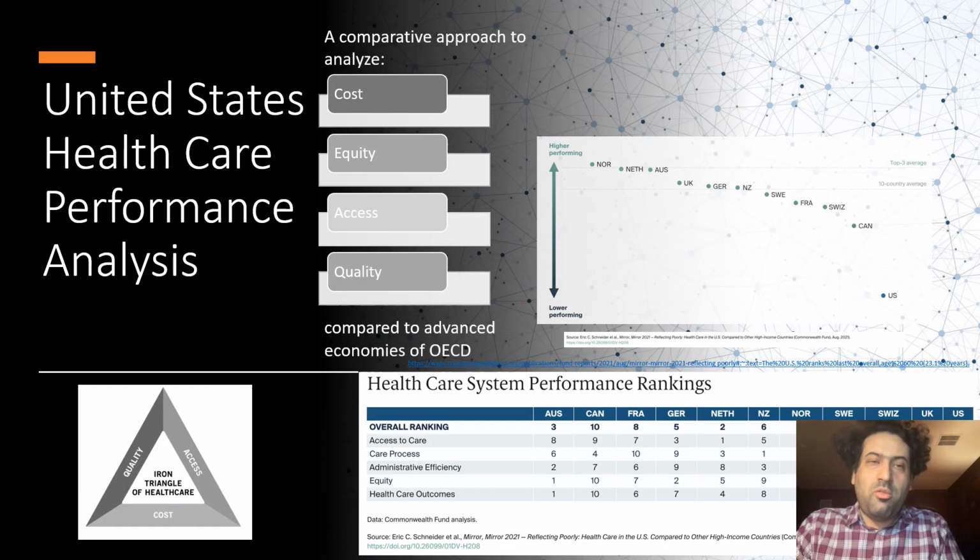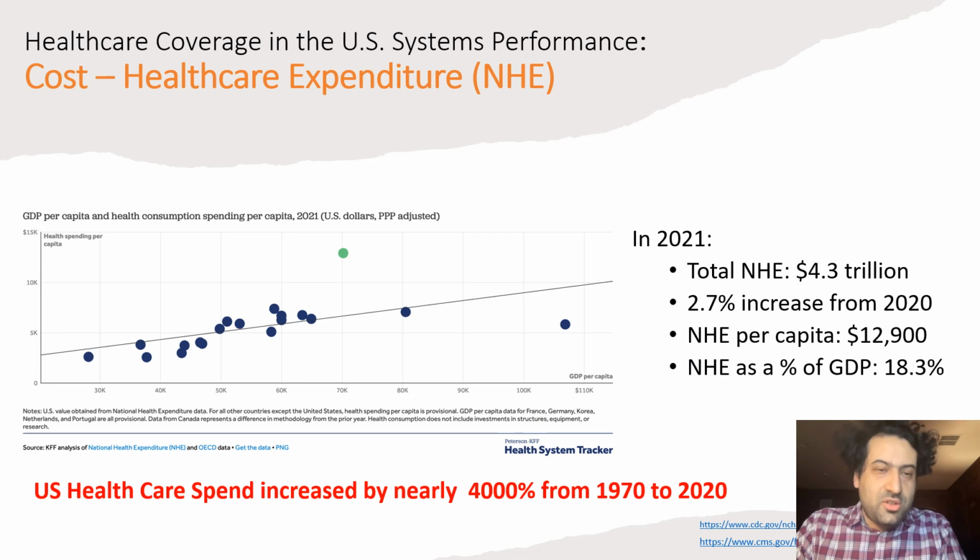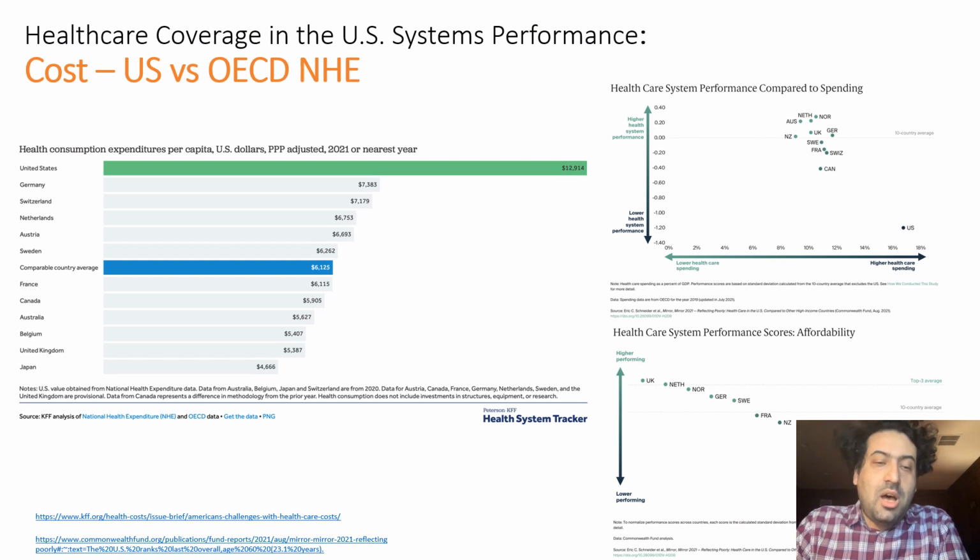Now we'll review performance of United States healthcare. If we combine four factors of cost, equity, access, and quality into one measure, the United States is the lowest performing country among OECD. Cost first. With a 4,000% increase from the 1970s, the United States has the largest expenditure on healthcare in total and per capita. Despite its high expenditure, the United States has the lowest performance and affordability of healthcare among OECD countries.